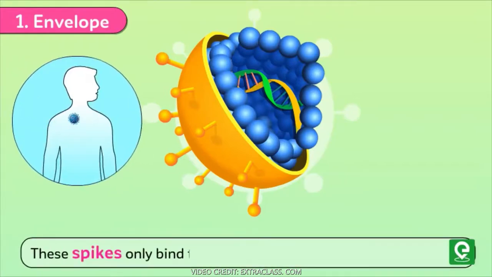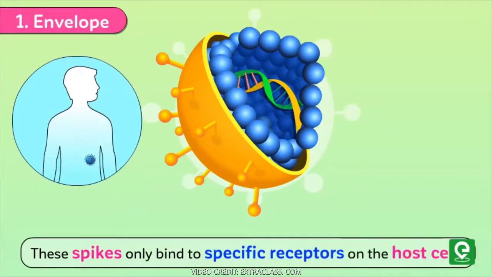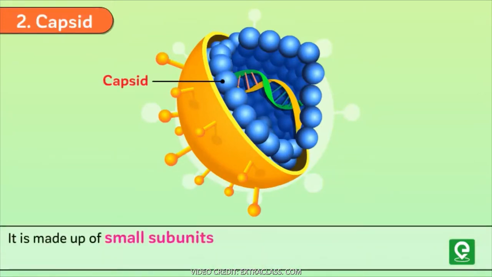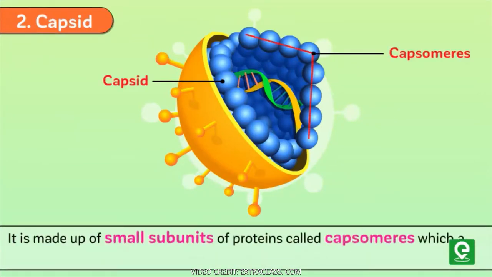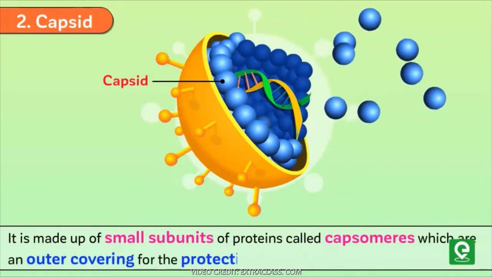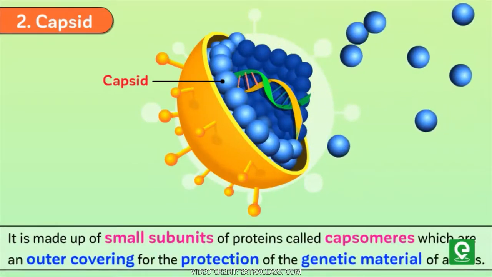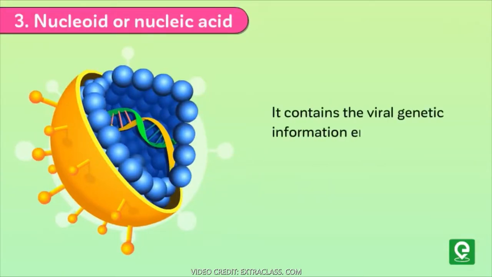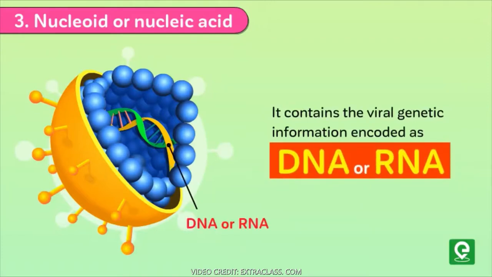These spikes only bind to specific receptors on the host cell. Number 2. Capsid. It is made up of small subunits of proteins called capsomeres, which are an outer covering for the protection of the genetic material of a virus. Number 3. Nucleoid or nucleic acid. It contains the viral genetic information encoded as DNA or RNA.